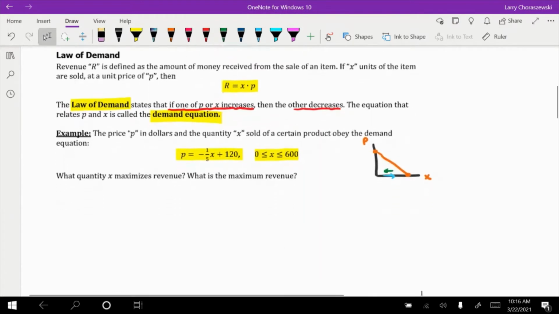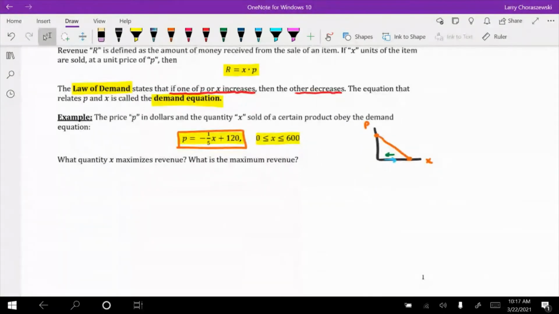Now, the questions here are what quantity X maximizes revenue, and what is the maximum revenue? Well, we don't really have a revenue function, at least not yet. All we have is this demand equation, which can also be thought of as a price adjusting equation. So there's a few things that we've got to do here.